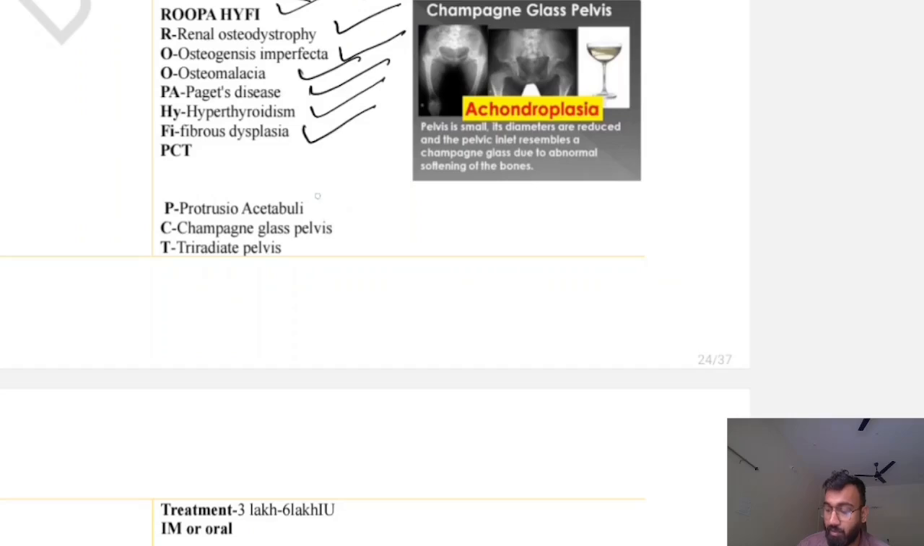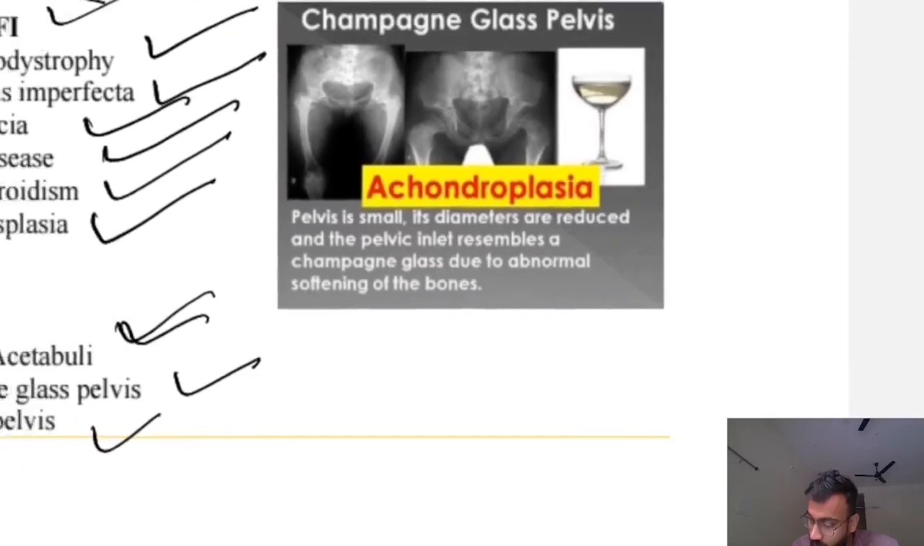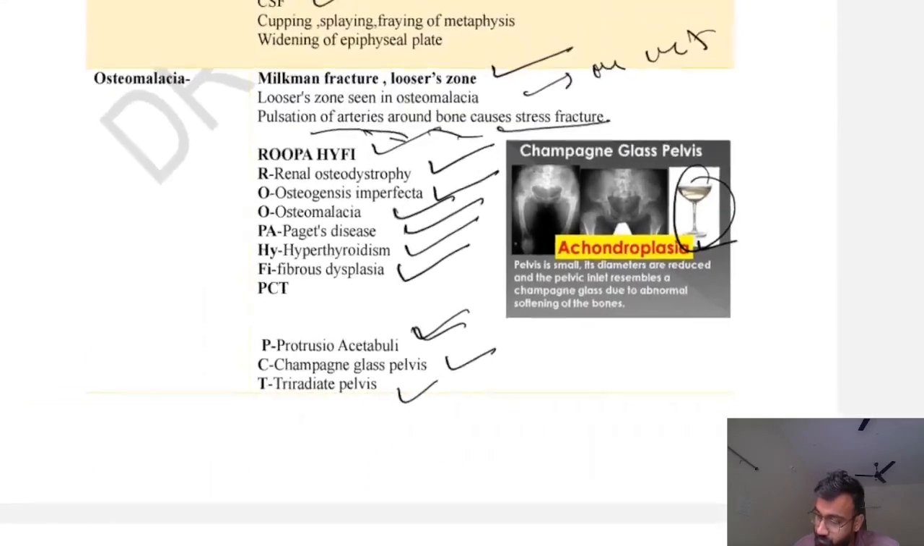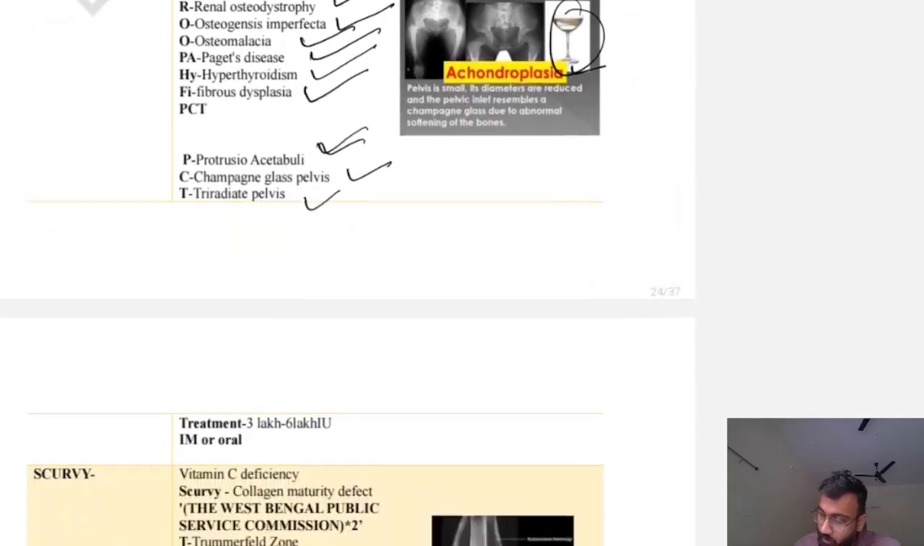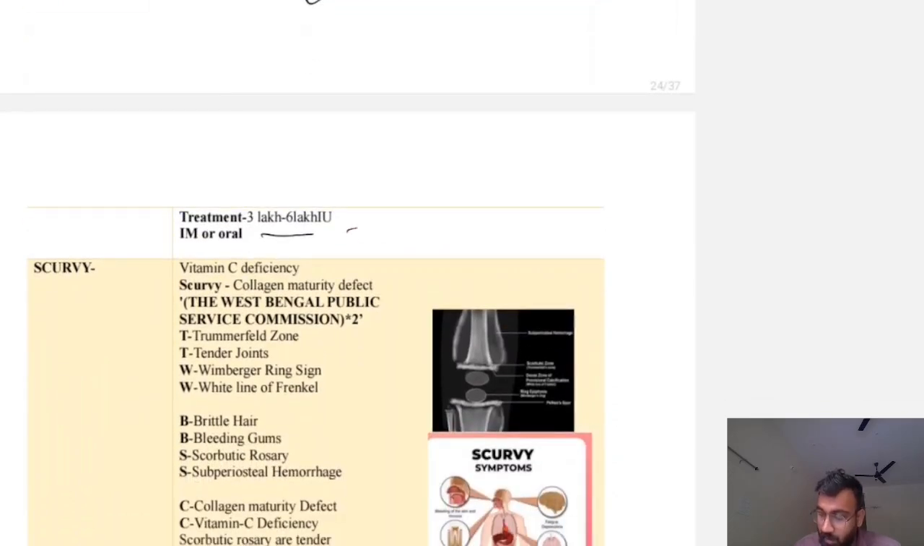Patient will present with protrusio acetabuli. So patient will present with protrusio acetabuli, champagne glass pelvis, triradiate pelvis. Okay, then there is another disease, achondroplasia. In achondroplasia also you will find champagne glass pelvis. Okay. So how will you treat this osteomalacia patient? By giving 3 to 6 lakh international units of vitamin D, IM or oral.